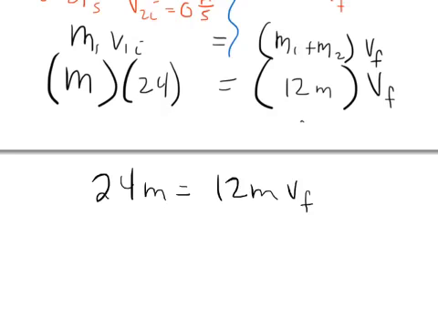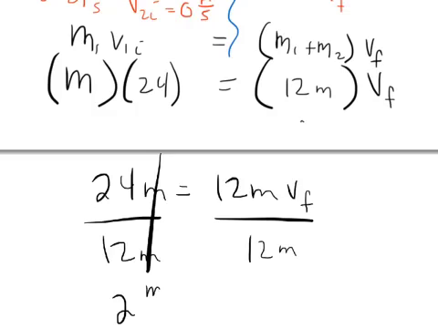Paul, thank you for the answer. Tell me again. How do I get the answer, Paul? What do I do with this step? Yes, so you just divide by 12m. The common mistake is to try and subtract 12m. You can't, because it's being multiplied by Vf over here. So the m's cancel to get 2. Vf is 2 meters per second.